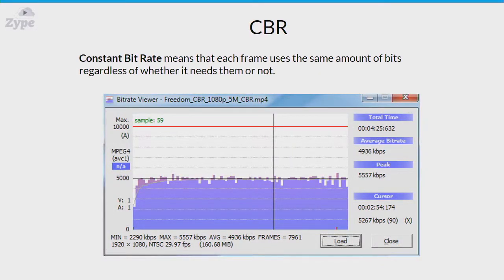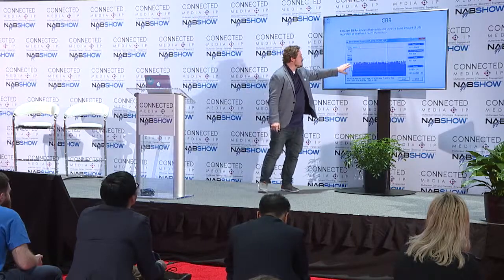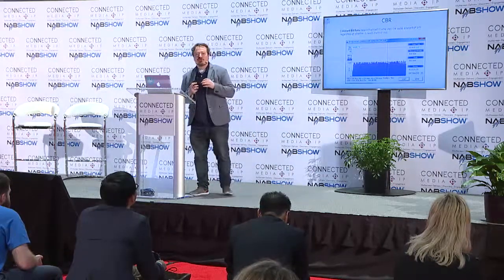CBR. CBR is a constant bit rate, which means that each frame uses the same amount of bits regardless if it needs them or not. So if I have a stream that's set at 5,000 kilobits per second or 5 megs a second, it's going to try to marry each frame, whether that particular frame's complexity requires that bit rate or not.